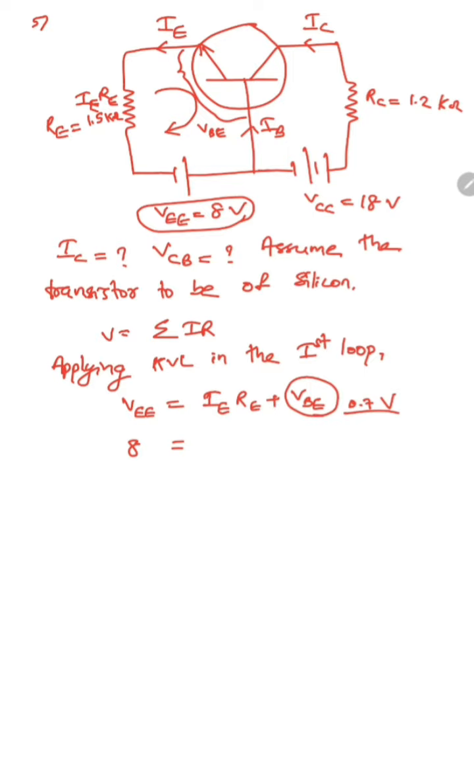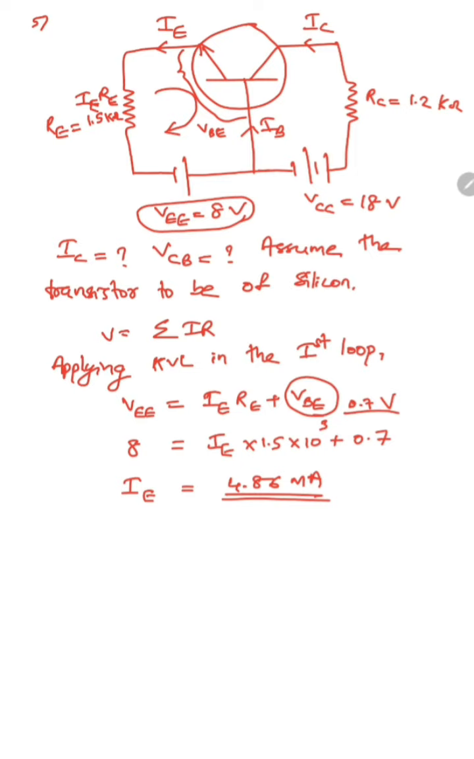So 8 is equal to IE into RE, given as 1.5 kilo ohm, that is 1.5 into 10 raised to 3, plus 0.7. Calculating this, you can get the value of IE. IE is equal to 4.86 milliampere. So this is the emitter current.